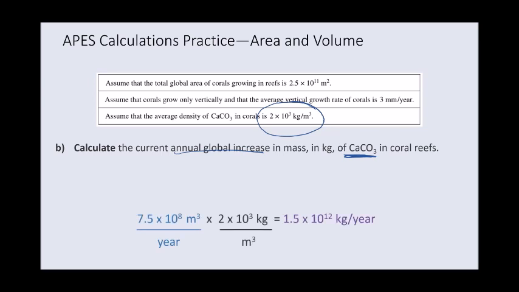So how do I set this up? I take my answer from part A. So this is part A's answer, 7.5 times 10 to the 8 meters cubed a year. I take my conversion factor, which is in kilograms per meter cubed, and then I simply multiply. So meters cubed cancel out, and that gives me my kilograms per year that I'm making sure to write out.